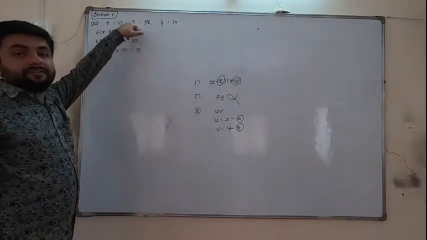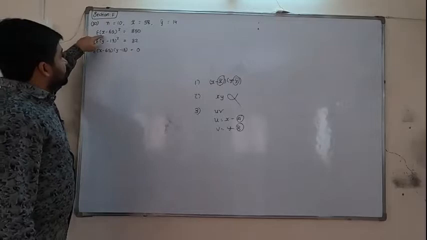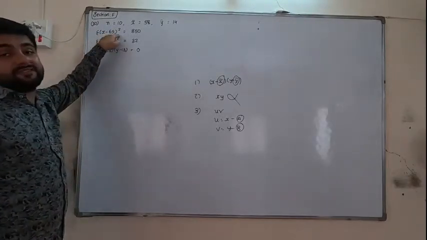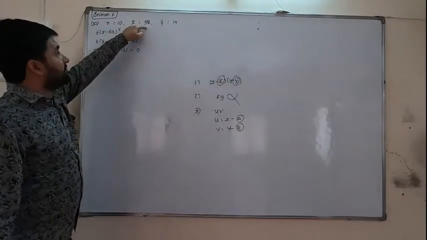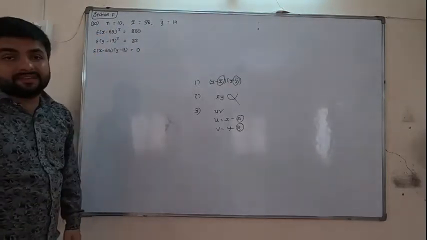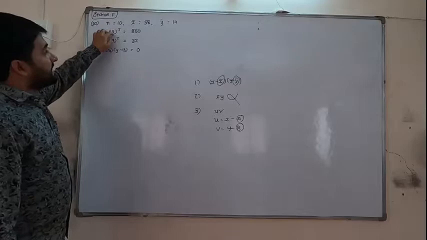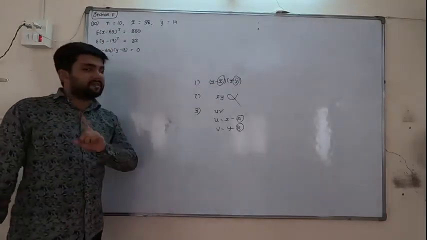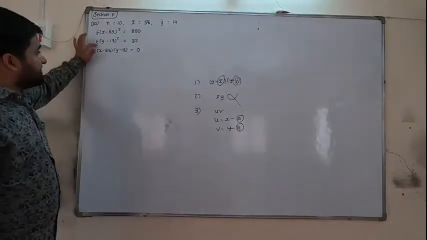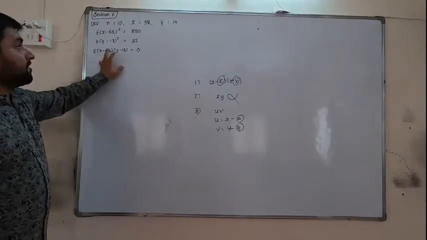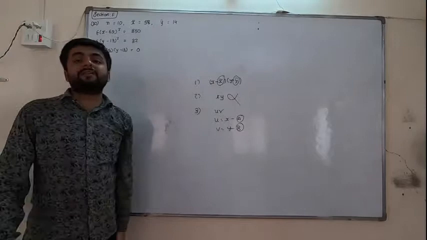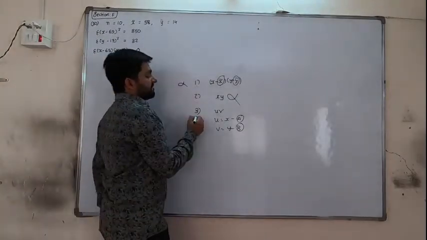X bar is 58 and sigma (x minus 65) square. So here the value taken is the nearest value to 58, that is 65. But if x minus 58 was given, then it would be x minus x bar. But here that is not the case. In the same way for y also, y minus 13 square. You can see from here also, y minus 13, but actually y bar is 14. So again, this method is not used.